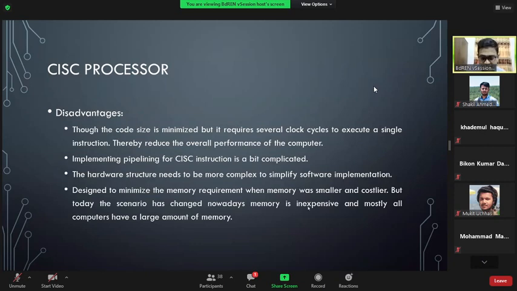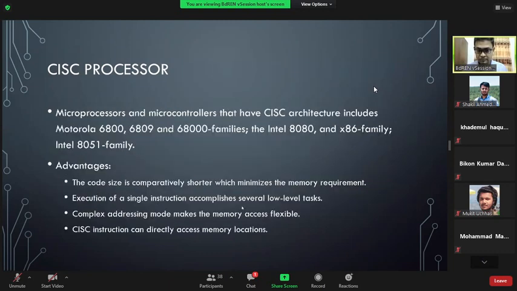By the way, do you understand everything until this point about the CISC processor? Any question? Sir, I have a question. Sure. In the advantages, I didn't understand the second line. Which one? The second one: execution of a single instruction accomplishes several low-level tasks.